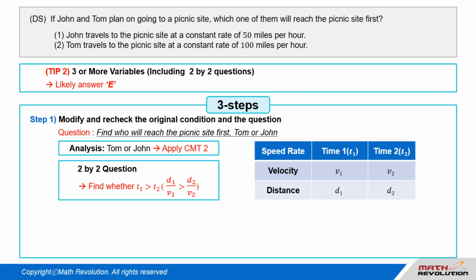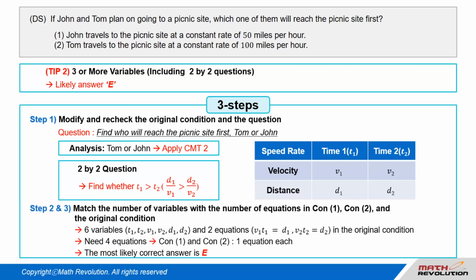We are dealing with 4 variables, v1, v2, d1, and d2, and we're looking for whether t1 is greater than t2. That is, d1 over v1 greater than d2 over v2. Follow the second and third steps. From the original condition, we have 6 variables, t1, t2, v1, v2, d1, and d2, and 2 equations: v1 times t1 equals d1, and v2 times t2 equals d2.